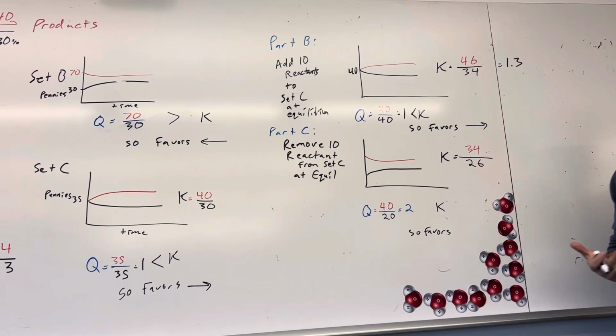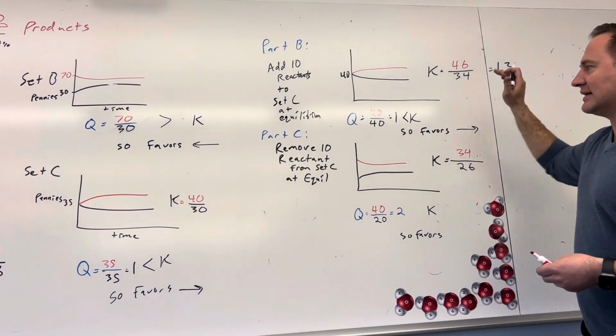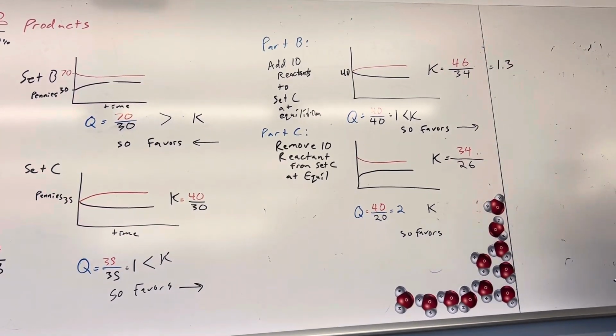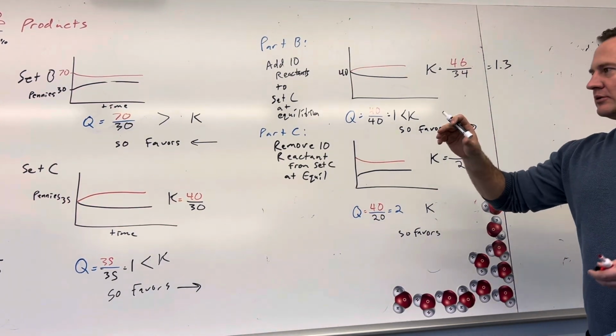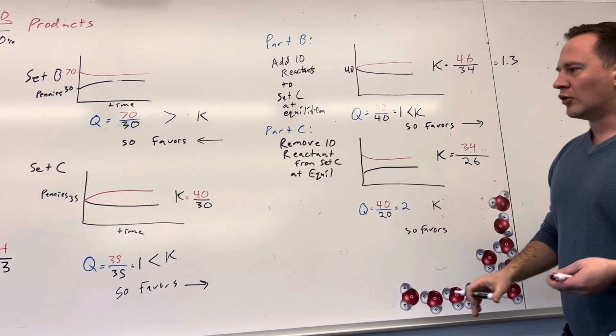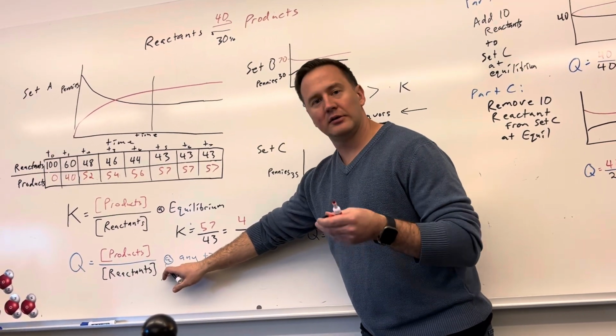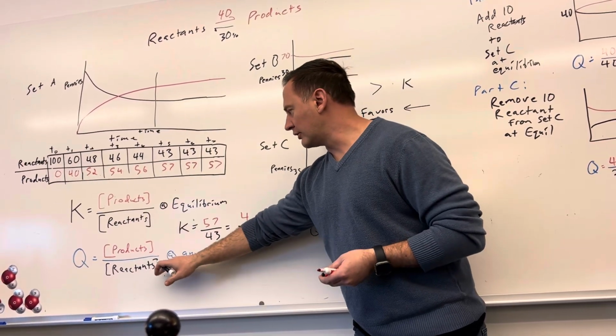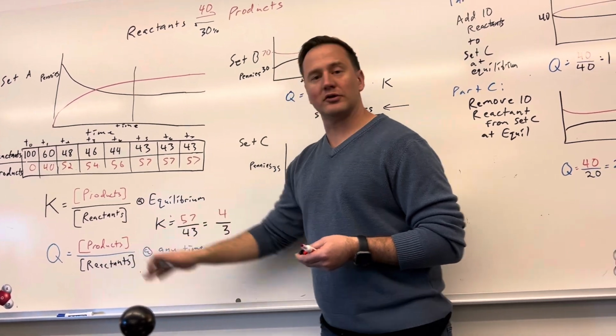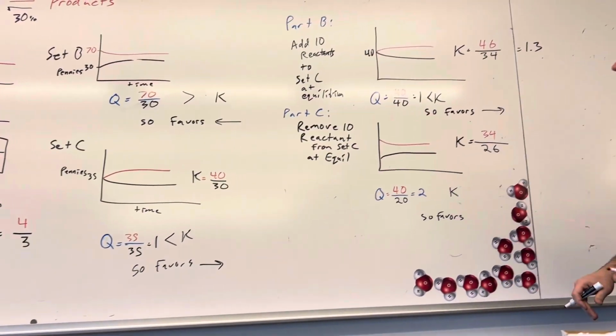Even if we don't have the same amount of pennies to work with, we get that same ratio of product to reactant. So if we add reactant, we're tipping the scale out of balance. We're making our Q value smaller than our K value. So in order to do that, some of the reactants have to convert to products to reestablish that equilibrium.